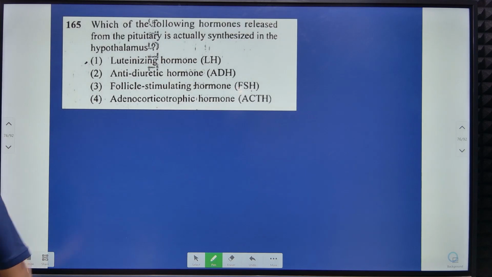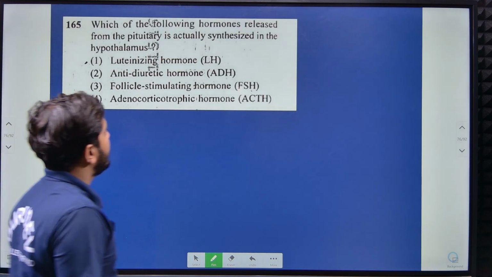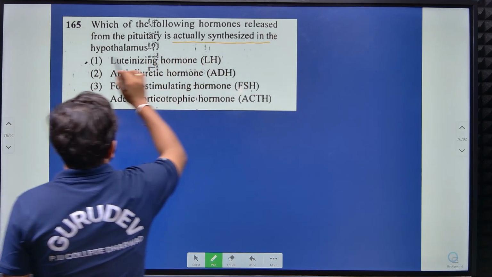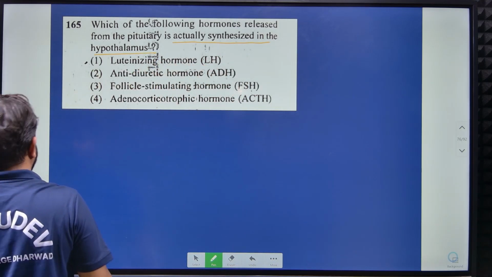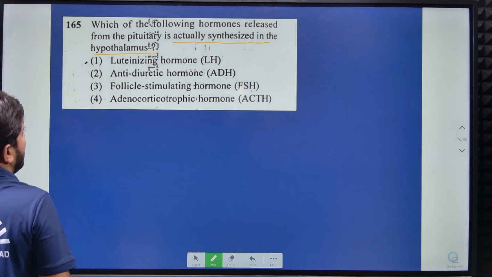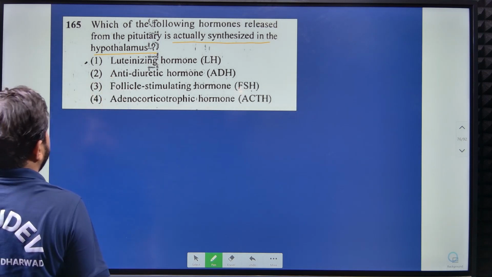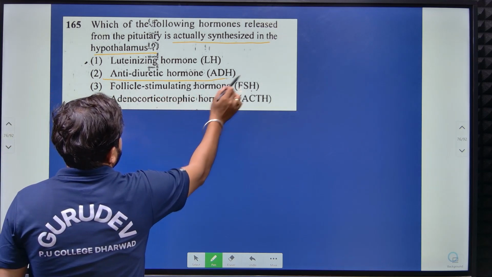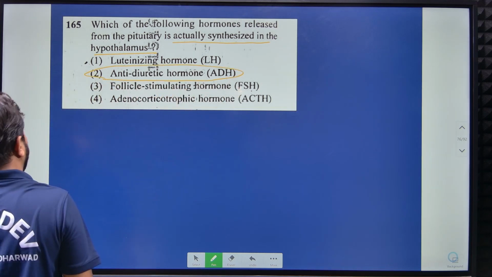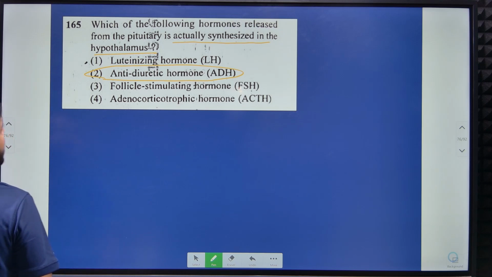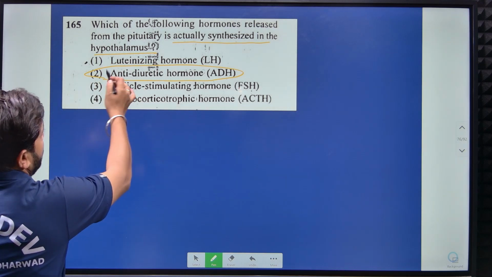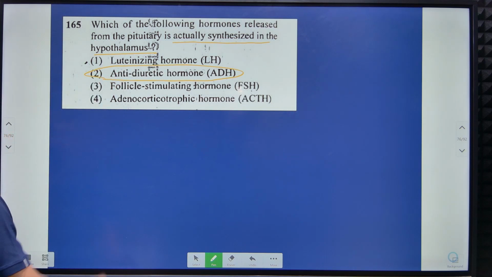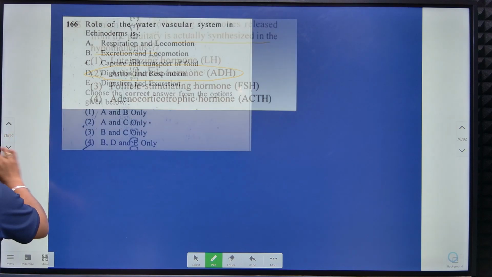Then moving on to the next: which of the following hormones is released from the pituitary and is actually synthesized in the hypothalamus? Majorly, that is anti-diuretic hormone, called ADH, right? So ADH is released from the pituitary and is synthesized by the hypothalamus, right? That is ADH, option 2, right?